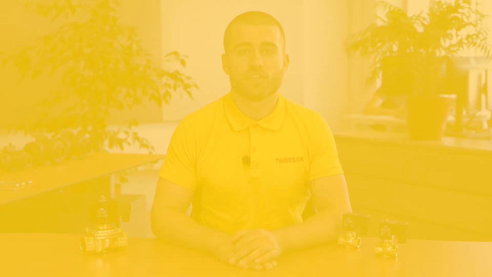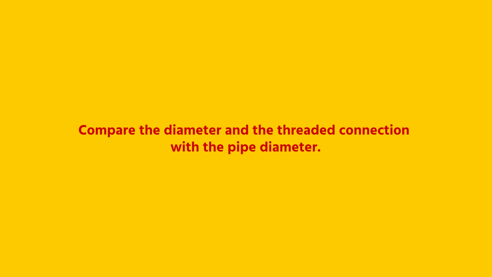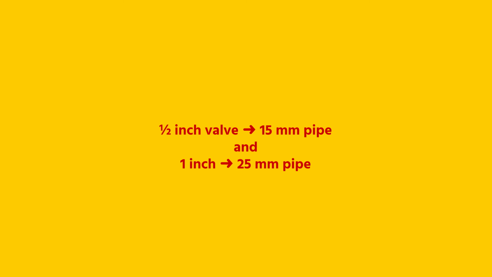Fourth is determining the right size for your valve. An easy method is to compare the diameter and the threaded connection with the pipe diameter. For example, a half-inch valve is a common size for a 15mm pipe, and a 1-inch for a 25mm pipe. Make sure the bore is not smaller than the inside diameter of the pipe to limit the pressure drop. Note that some valves with a large thread size can still have a relatively small bore.